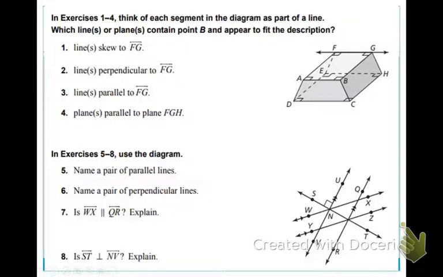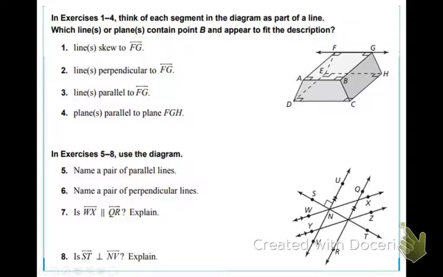Okay. So number 1 says skew to FG. Before we can do anything, we need to remember what skew is. So I'd write on the side what skew is. Skew is a weird word. We're talking about 2 lines. Skew lines are non-coplanar. What does that mean to me? Not on the same plane. So they're not coplanar and they don't intersect. So that's what we're looking for.